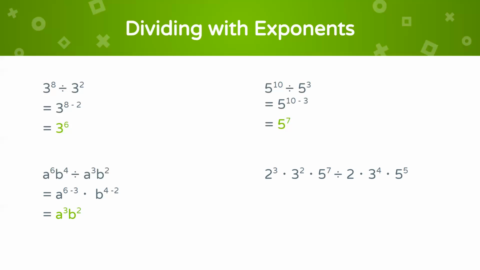For our last example, you're going to try to simplify 2 to the power of 3 times 3 to the power of 2 times 5 to the power of 7, all divided by 2 times 3 to the power of 4 times 5 to the power of 5. Don't get intimidated by this. It's the same concept that we've been going over for the past 3 examples. So just work your way through it, take your time, and pause the video.